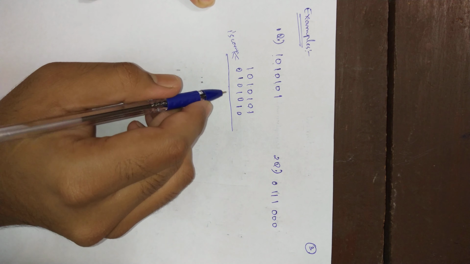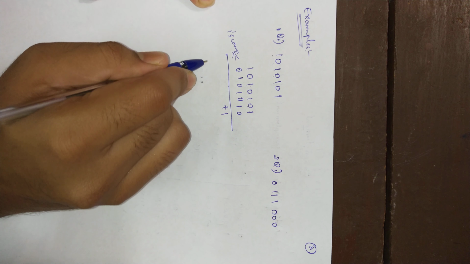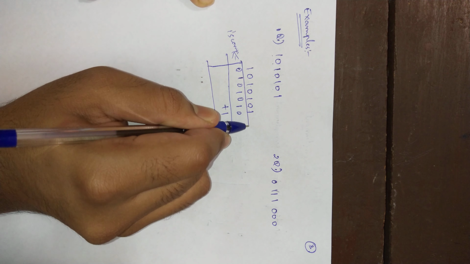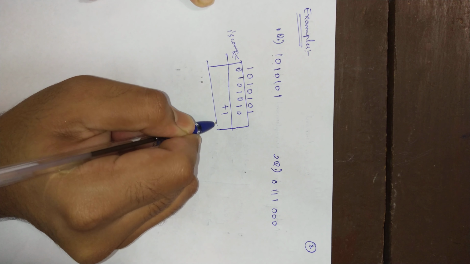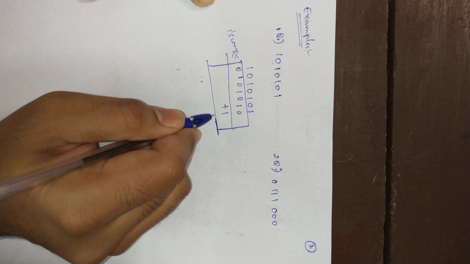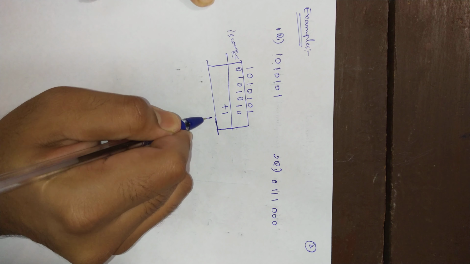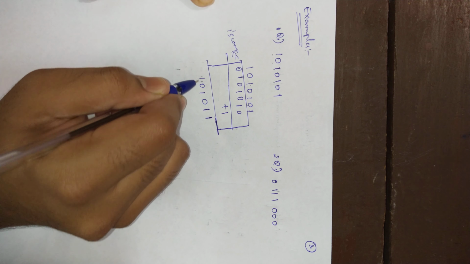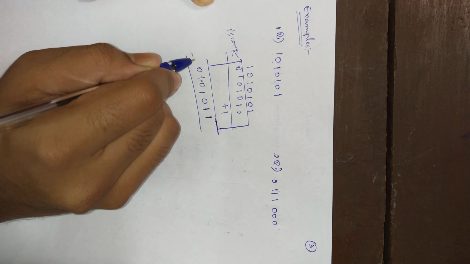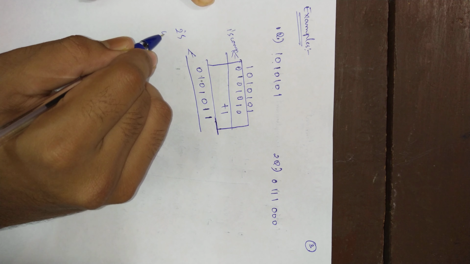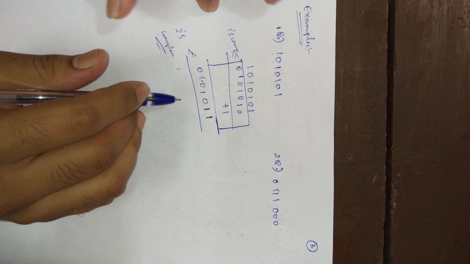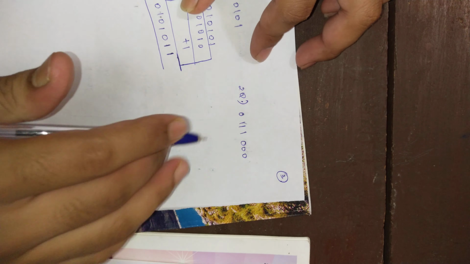For 2's complement, what are you going to do? Add plus 1 to it. You have to get the result from only this. That means 1 plus 0 is 1, and the rest stay the same. This is the 2's complement. Okay, have you understood? If you didn't understand this question, I am going to give you another question.